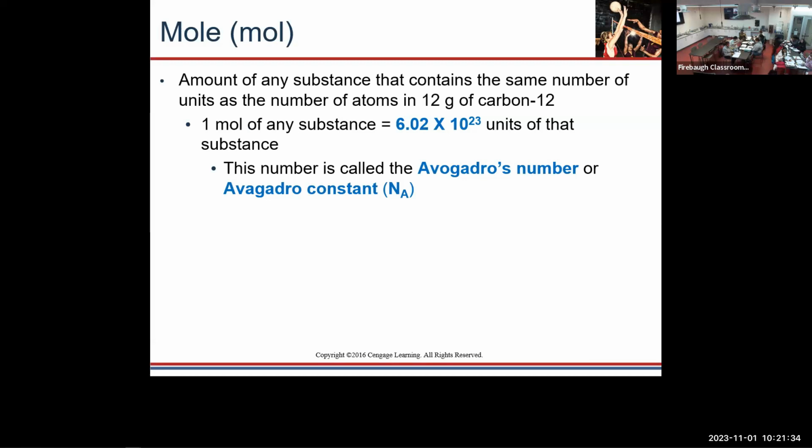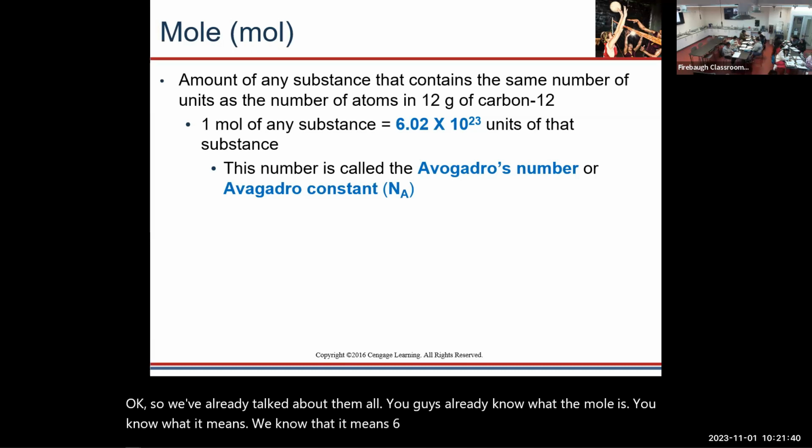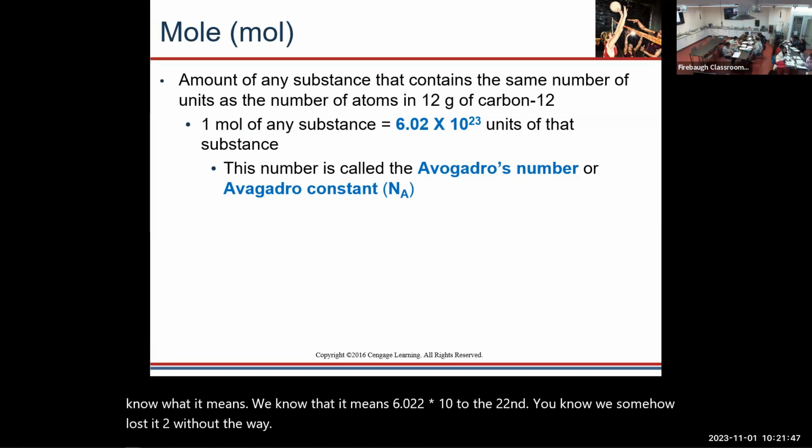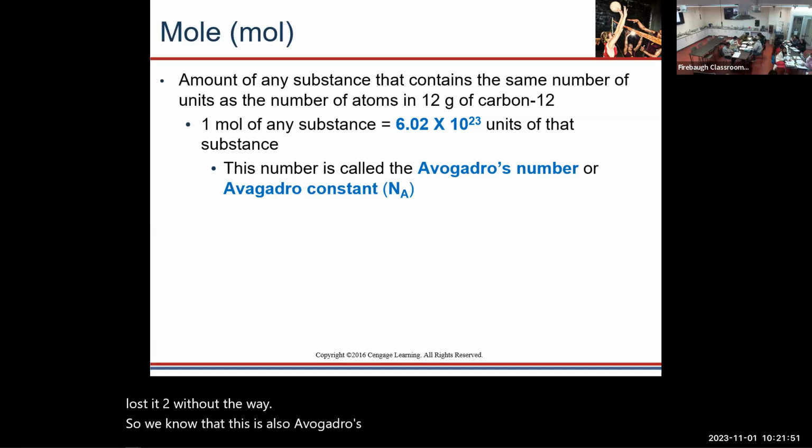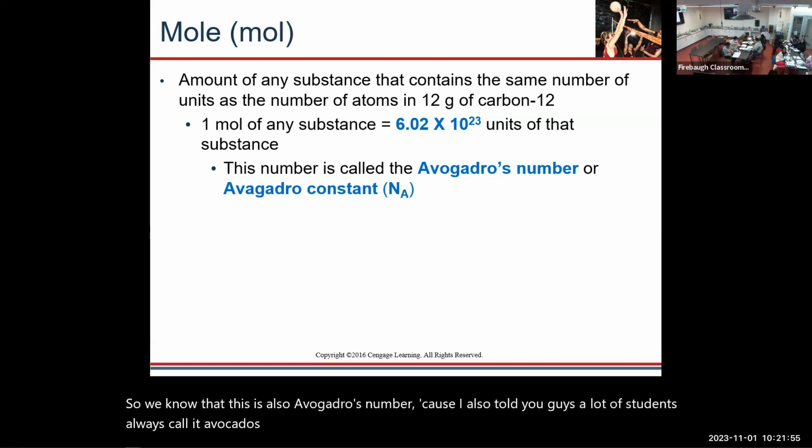Okay, so we've already talked about the mole. You guys already know what the mole is, you know what it means. We know that it means 6.022 times 10 to the 23rd. So we know that this is also Avogadro's number. I also told you guys, a lot of students always call it avocado's number because it looks like avocado, right?